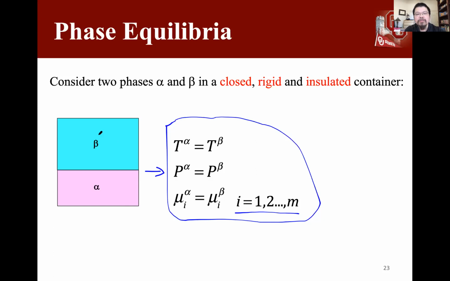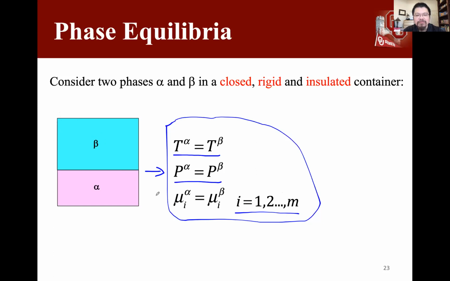The first equation is that the alpha phase and the beta phase have the same temperature. If this is the case, then there's no heat flow, right? The second is that the pressure of the alpha phase is exactly the same as the beta phase. If that is the case, there's no mechanical force, no driving force at all for the system. The system is the box, the container. In our system, we have two phases, and each phase will have a number of components.